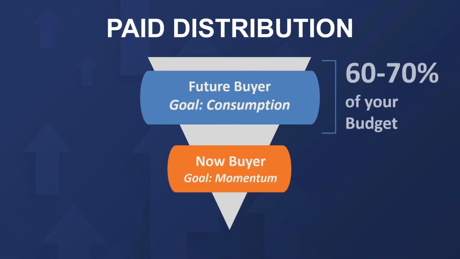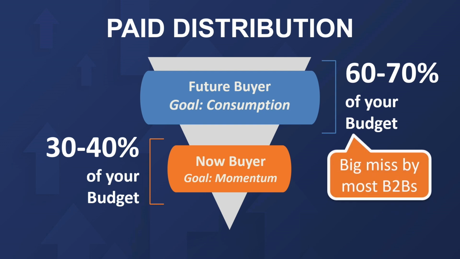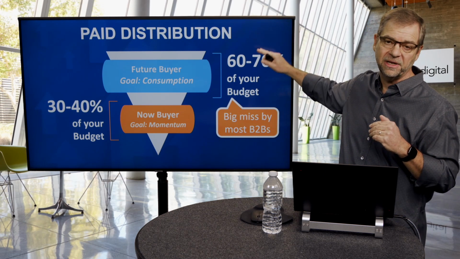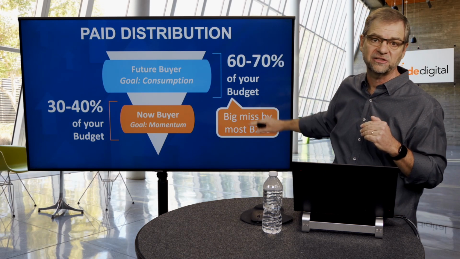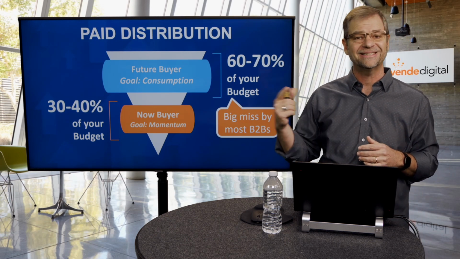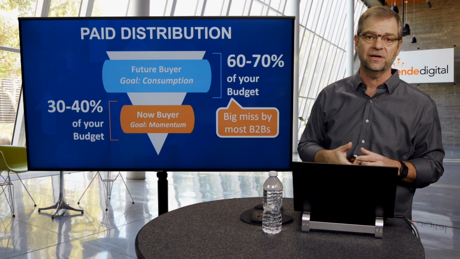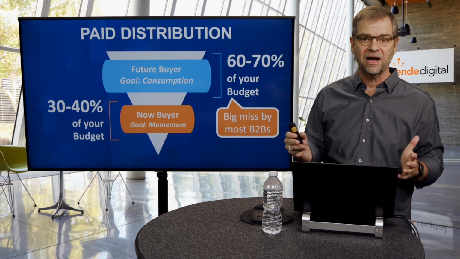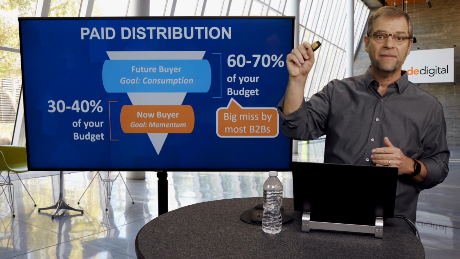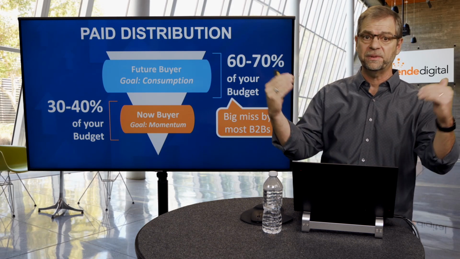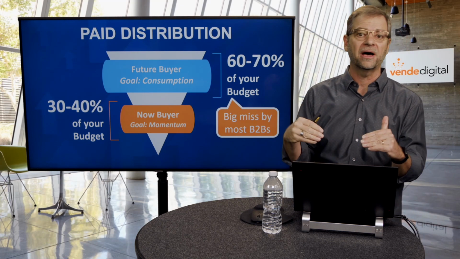Now, taking a look at how should we spend our money, this is really what we recommend at Vende Digital. So, trying to reach those future buyers needs to be the biggest part of our investment from an advertising perspective. So we want to spend 60 to 70% of our advertising budget here. Now, this is a big miss. I see companies most of the time spending very little in top, middle of the funnel type activities, or sometimes none at all. They're spending all their advertising dollars on the bottom of the funnel.